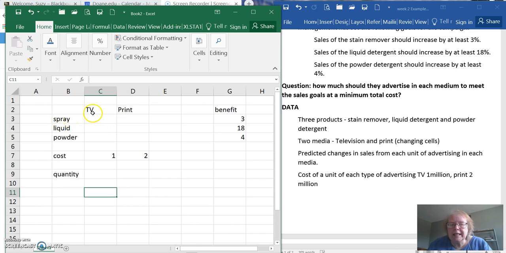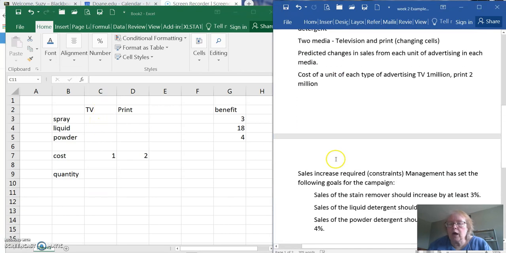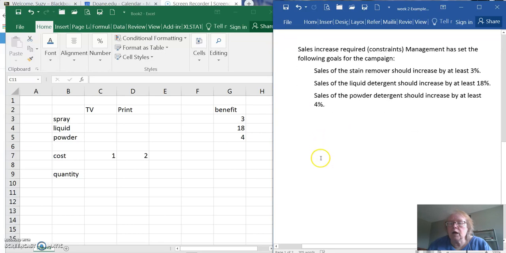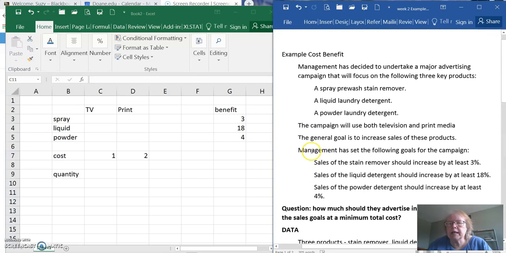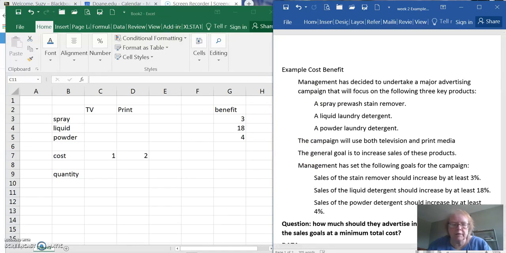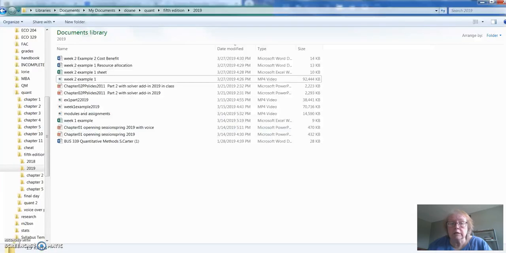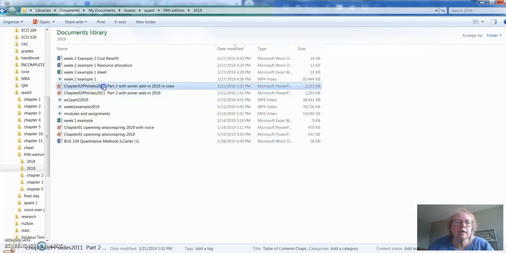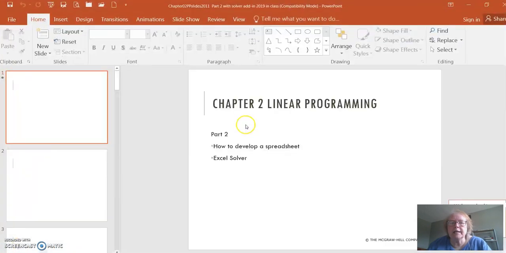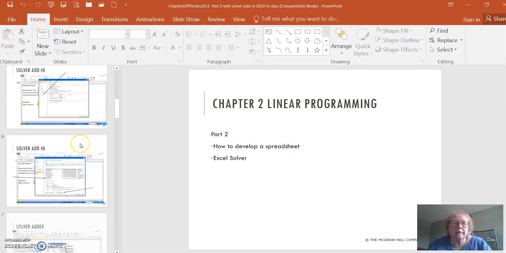How much does a TV ad help the sales of this stain remover, the spray stain remover? How much does a TV ad help with liquid detergent? Well, in the problem, they gave you a table. Oh, did I not copy the table? I didn't copy the table, so I have to go to my slides and find that table. Excuse me for a second. Here's my table, my slides. These are the slides you were given.